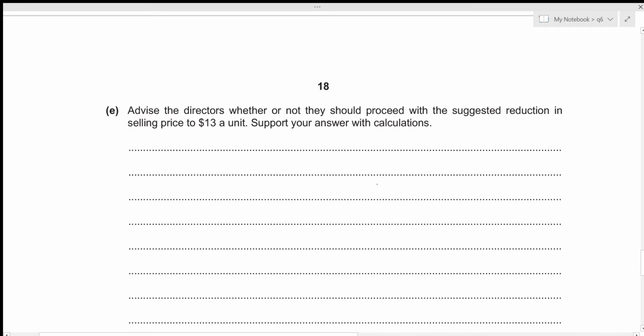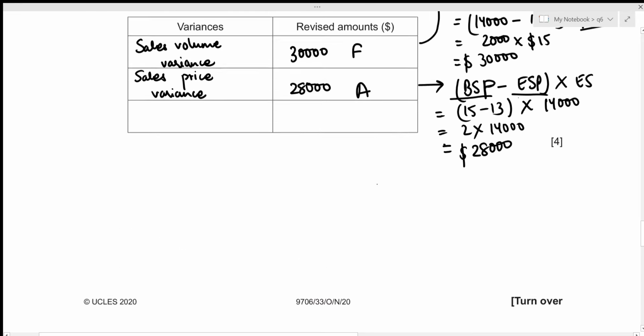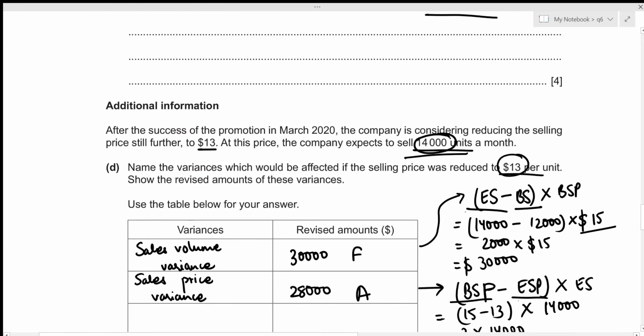We need to advise the directors whether or not they should proceed with the suggested reduction in selling price to 13 a unit. We need to support our answer with calculations. So first of all, let's figure out the expected revenue if our total number of units sold is 14,000 and the selling price per unit is 13. That is just going to be 14,000 times the selling price per unit of 13, which results in the total sales revenue to be 182,000.